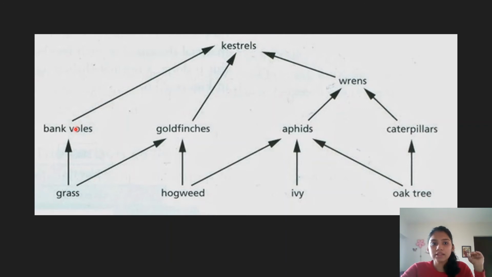Less bank voles means more feeding on goldfinches. So when there's more feeding on goldfinches, there is less feeding on hogweed, which means there is more hogweed. That is basically the dynamic of a food web. If you have any questions about this, you can email me or put it down in the comments and I'll try and answer it via email or another video. Because I know this can be a little confusing.